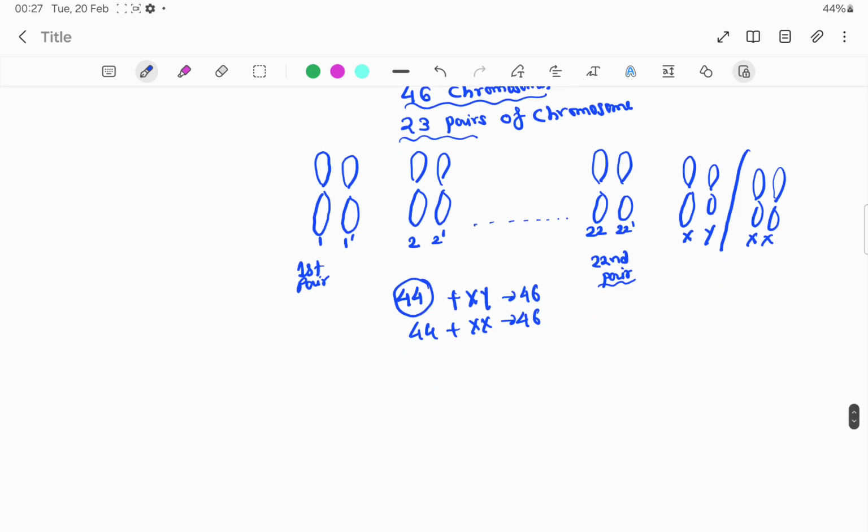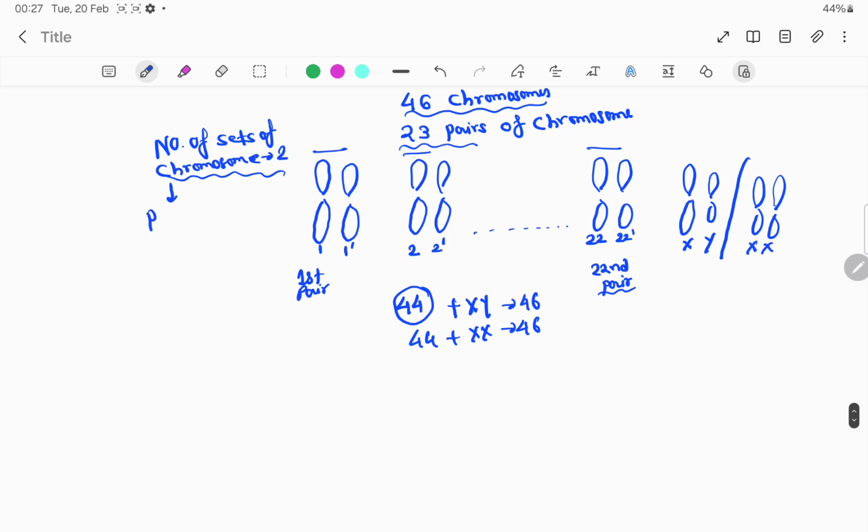Now here you can see the number of sets of chromosome. That is actually how many? Two sets of chromosomes. Okay, two, like this. Now this number of sets of chromosome is called ploidy. So what is ploidy? Ploidy means the number of sets of chromosome. Now if you write n, just like this, n means it is called haploid.